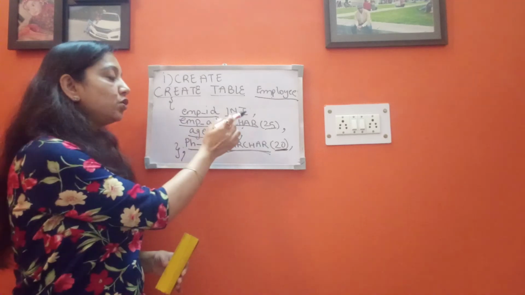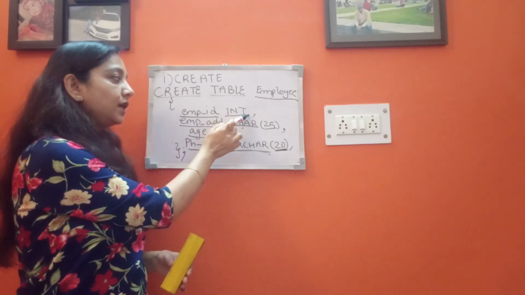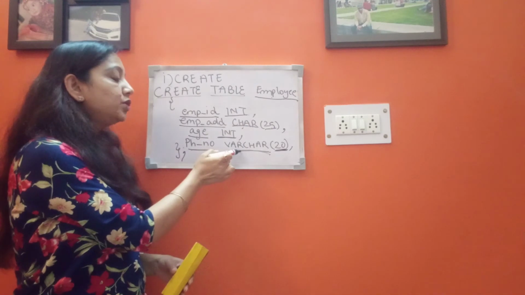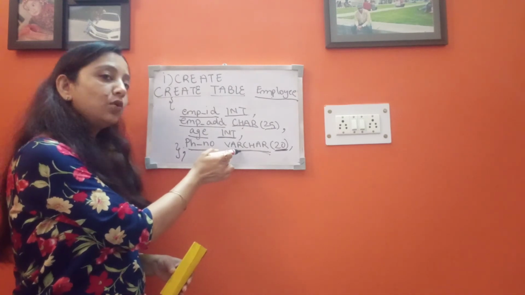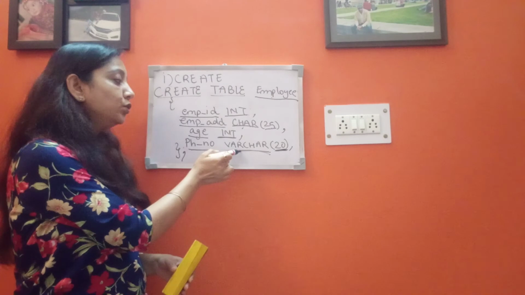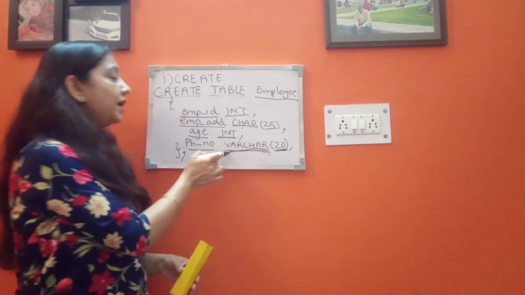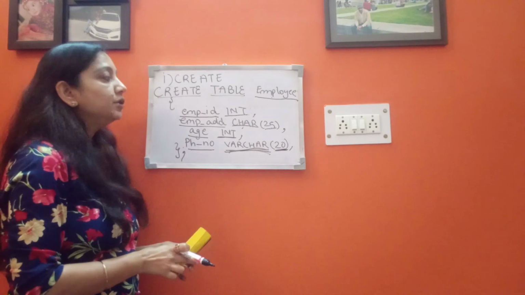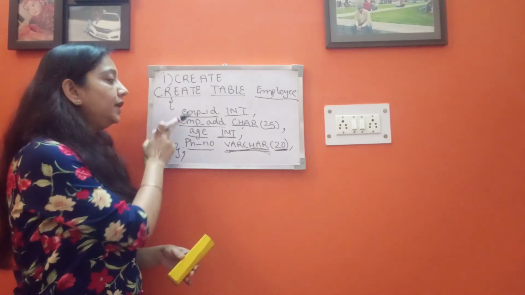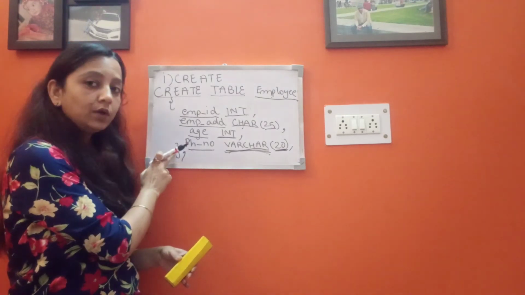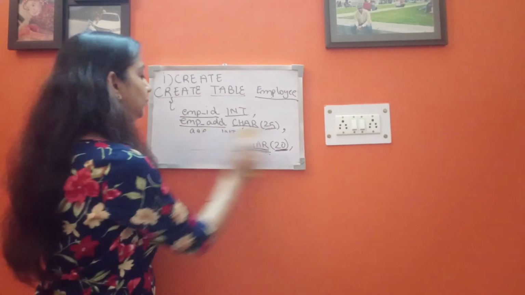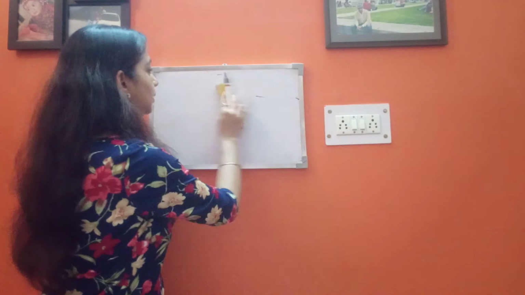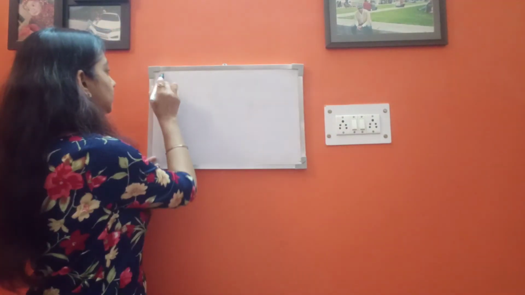So when I want to store only integer values, I use the data type int. For character values, I use the data type char, and when I want to save alphanumeric values, which contain both alphabets and numerics, then I use the data type varchar. So this is an example of how I have created a table named employee having attributes employee ID, employee address, age and phone number. Next we will see the drop command.